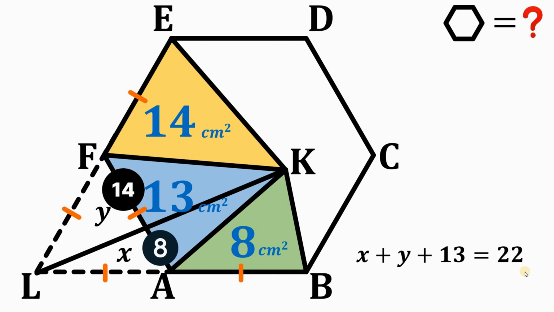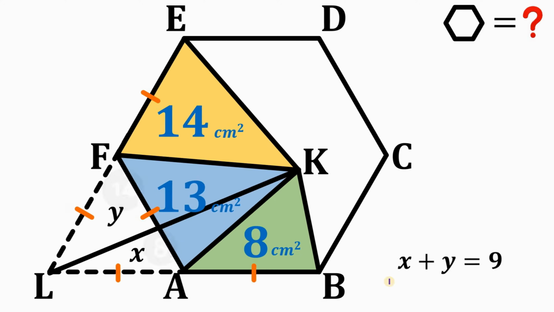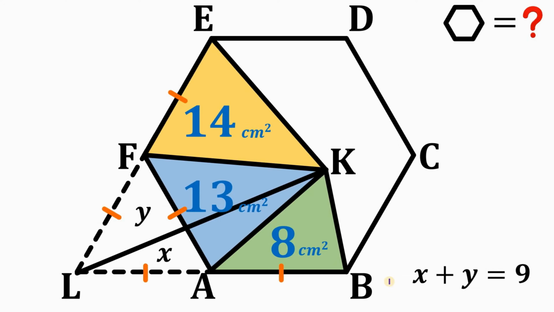Now, subtract 13 on both sides to get the sum of x and y. And 22 minus 13, this will give us 9. Therefore, the sum of x and y simply equals 9. Now, take note, x plus y is the area of this triangle LFA. Therefore, we can say that the area of this equilateral triangle simply equals 9 square centimeters.